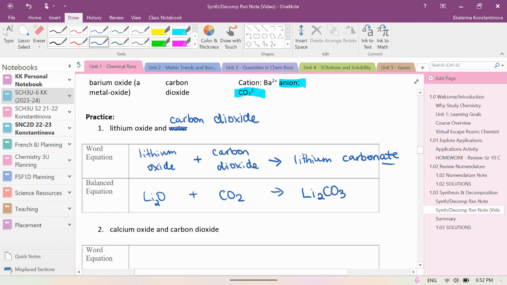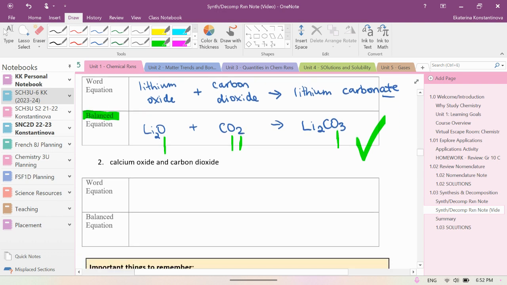Li2CO3. So before we're done, we check: have we balanced it yet? No, we have not. Let's check. On the left-hand side, we have 2 lithium, product 2 lithium. That's good. Carbon, we have 1 carbon on the left, 1 carbon on the right. That's good. Now let's check our oxygen. Remember, leave oxygen for last. We have 1, 2, 3 oxygens on the reactant side and 3 on the product side. So yes, we are balanced.